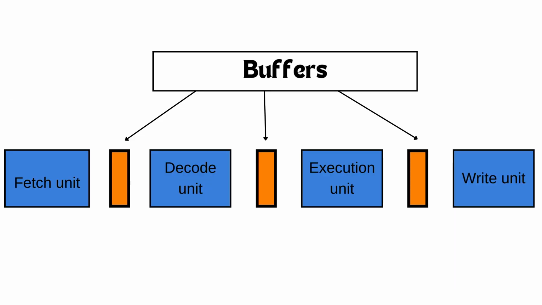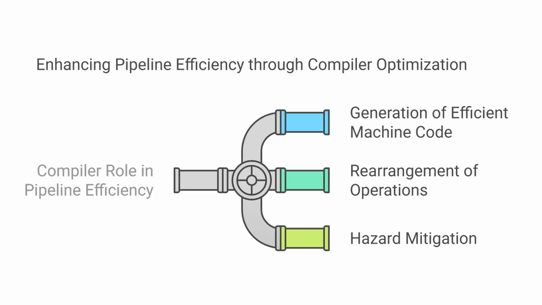To implement this pipeline, we design the hardware as shown here. Each execution step is handled by a dedicated hardware unit with a buffer unit between each phase. Since the instructions are divided into different phases, we can execute multiple instructions simultaneously. Two critical factors contribute to the efficiency of the pipeline.